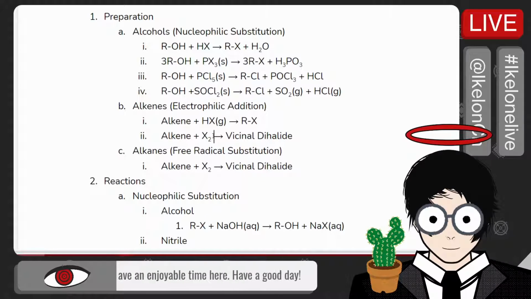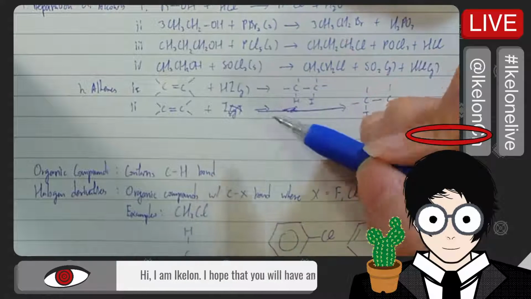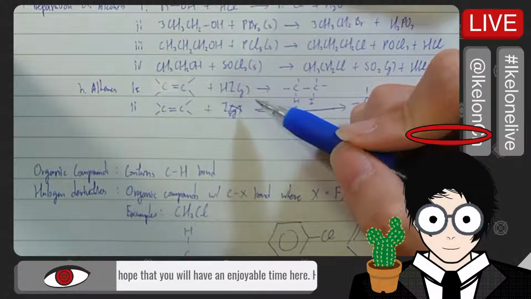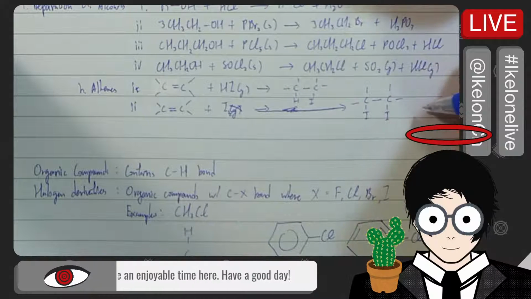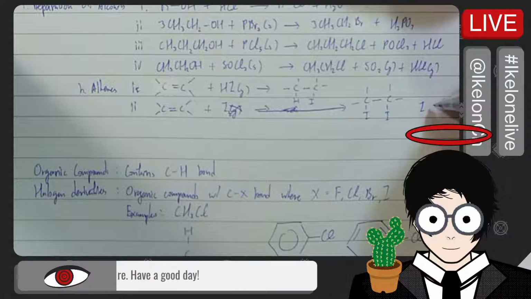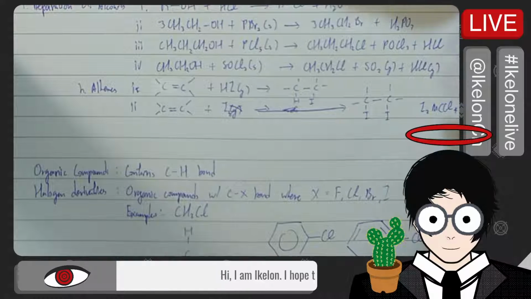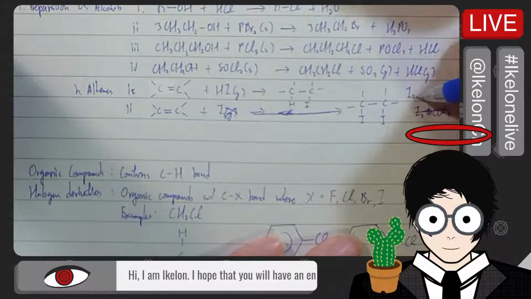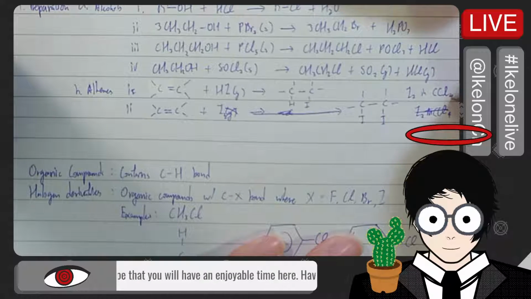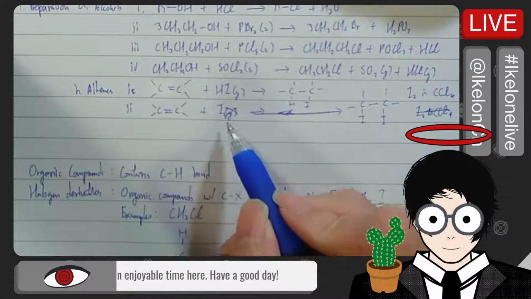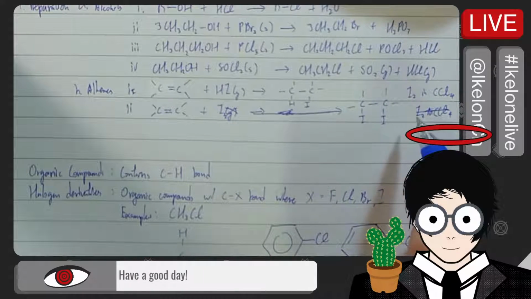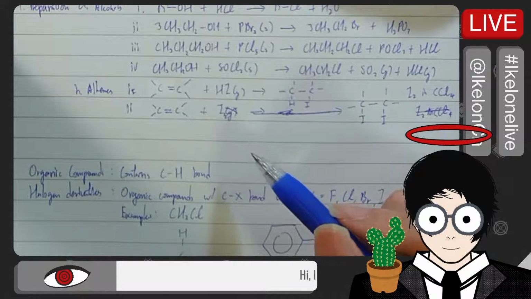I guess I should put the gas. Is it a gas? Oh no, it's not a gas. Sorry about that. This is not a gas. I guess you can use a gas, but it's actually dissolved in CCl4. I2 in CCl4. Yeah, this is actually I2 dissolved in CCl4. It's not a gas, although I think a gas will work as well.